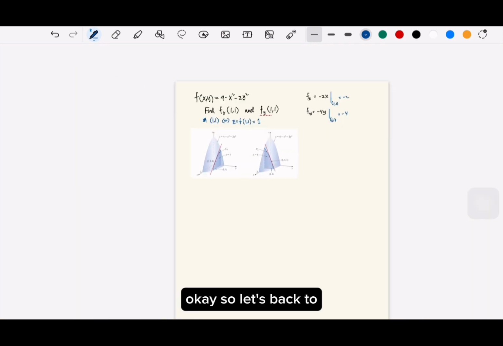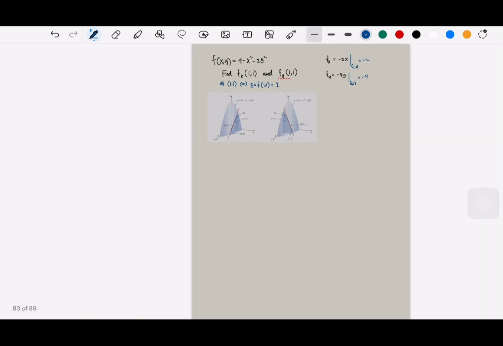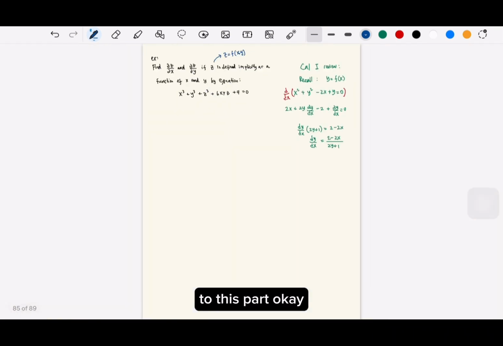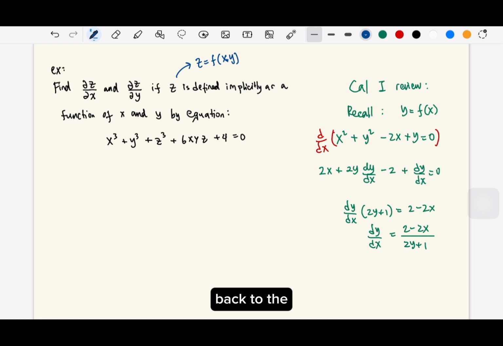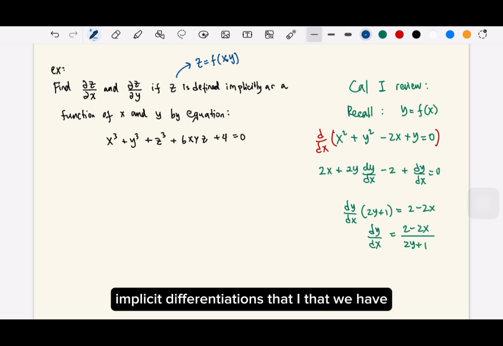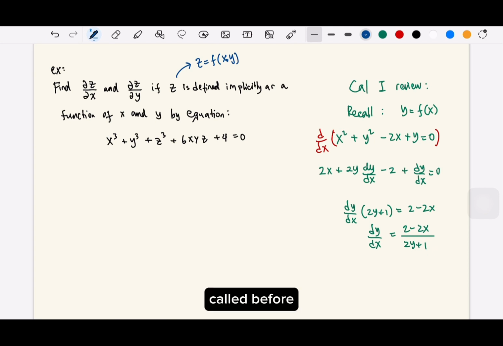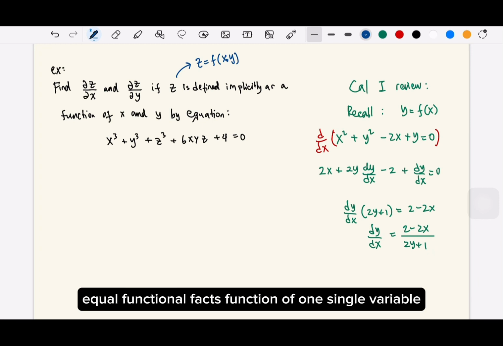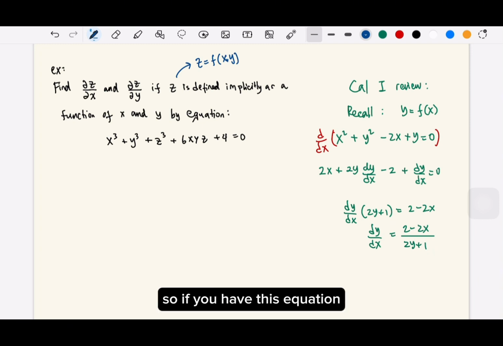Okay, so let's go back to this part, the implicit differentiation that we have taught before. In calculus 1, we set y equal to a function of x, a function of one single variable. If we have these equations and want to implicitly differentiate, we are going to treat x as usual.